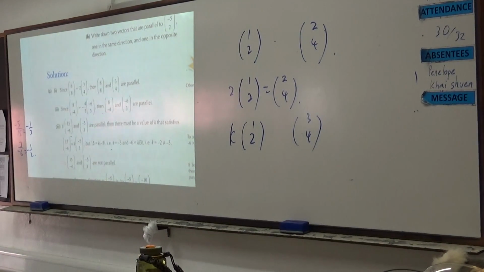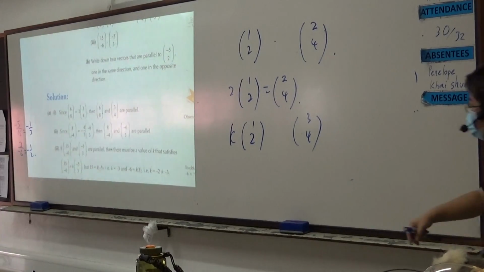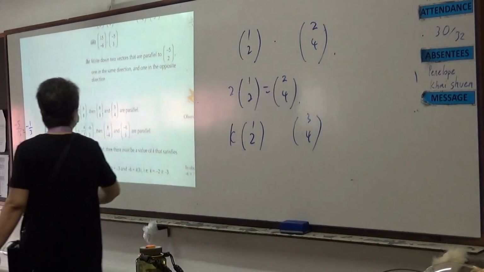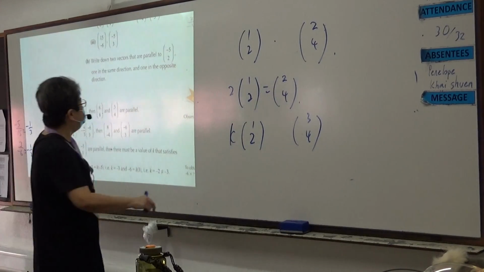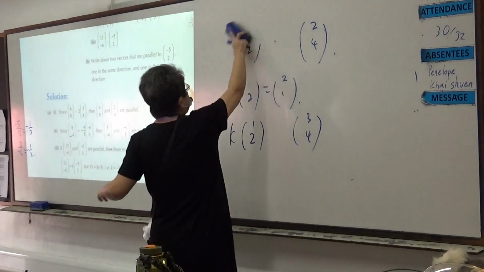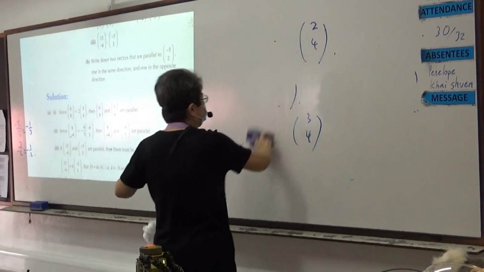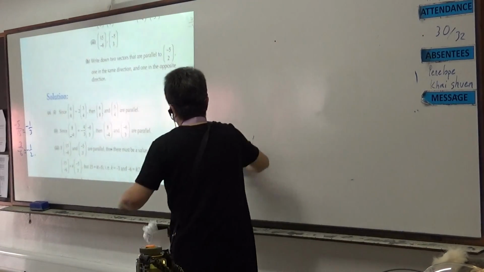Now, next, look at part B. Let's look at part B. Write down 2 vectors that are parallel to this. One in the same direction and one in the opposite direction. Okay. This is quite easy.